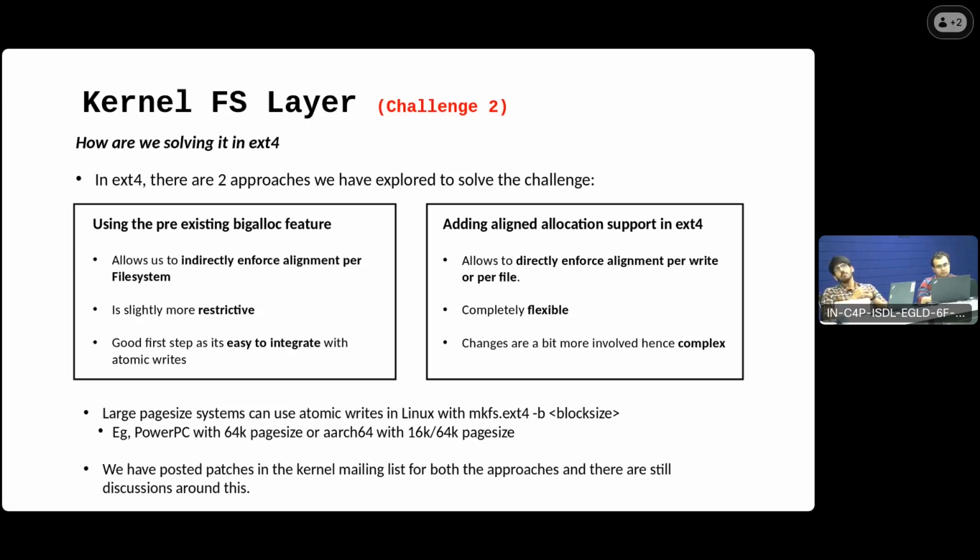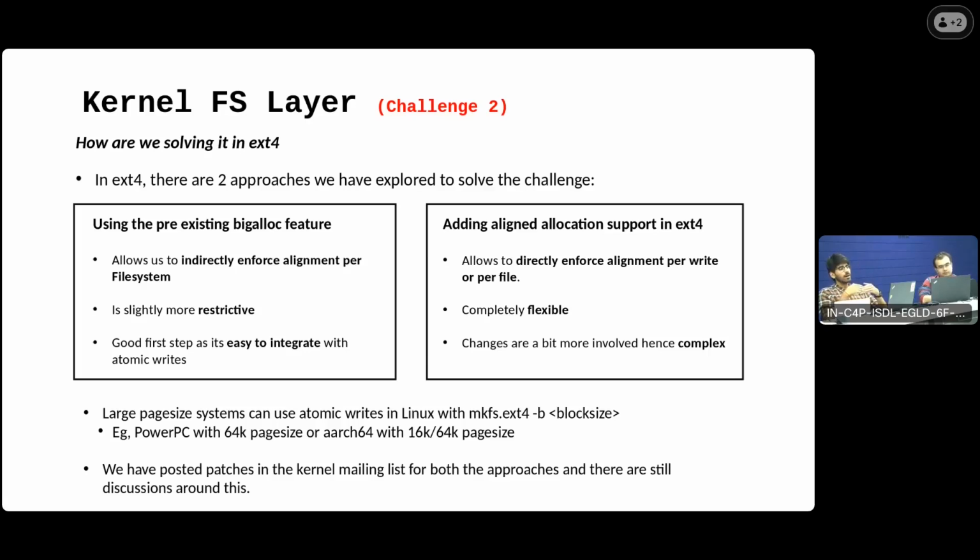Now, while we talk about different allocator changes, I think it's also good to mention that there are some systems, unlike x86, which can have much greater page sizes, 16 KB or 64 KB, such as PowerPC, which can have a 64 KB page size, or even ARM, which can have 16 KB or 64 KB page size.